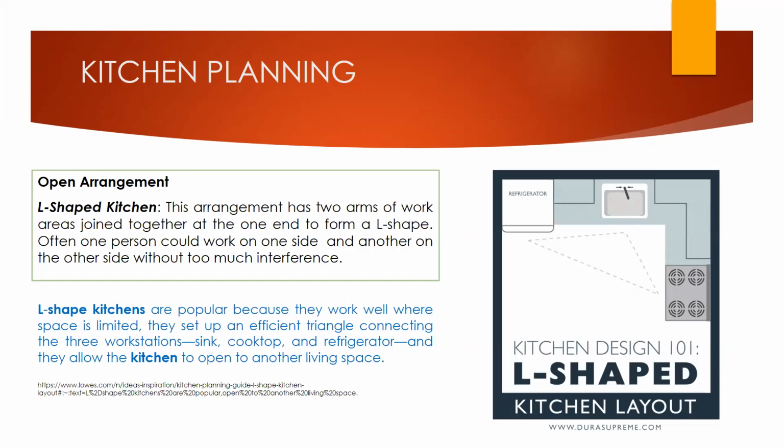L-shaped kitchens are popular because they work well where space is limited. They set up an efficient triangle connection between the three workstations, sink, cooktop, and refrigerator, and they allow the kitchen to open to another living space. So if you're planning a space integrated with the rest of your house, and your house is an apartment or a small house, the L-shape is one of the most suitable for this kind of house.